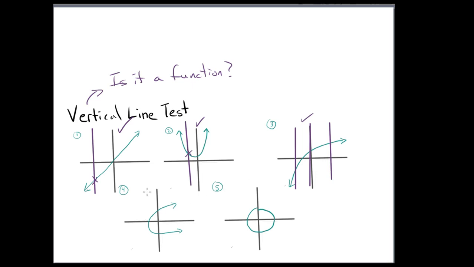Something like this over here, number 4, there's a spot where it passes only once, but for the majority of the spots, it passes 2 times. So it's not a function. Likewise with number 5 here, this passes through 2 times, so it's not a function.